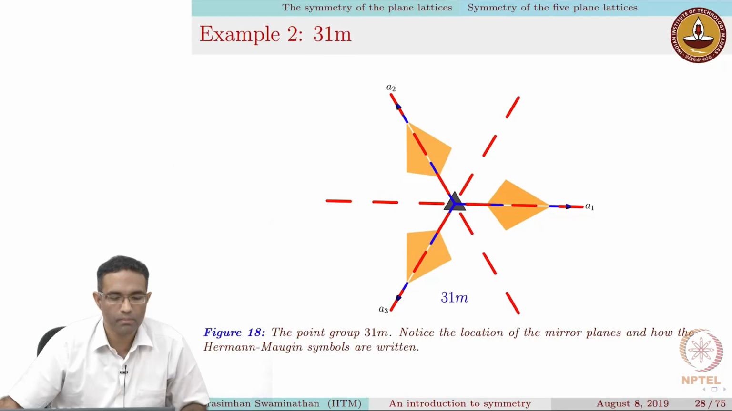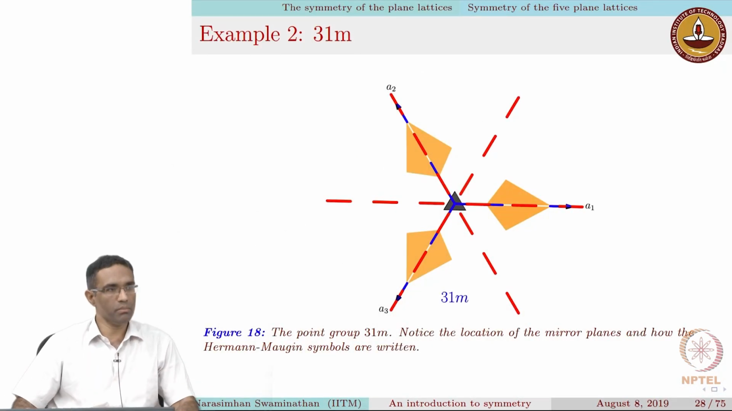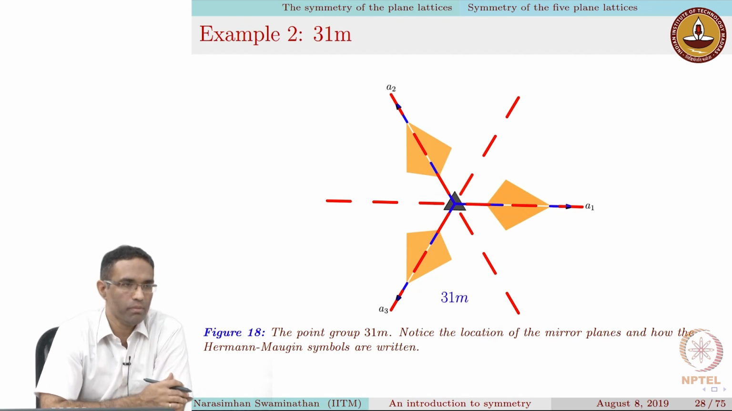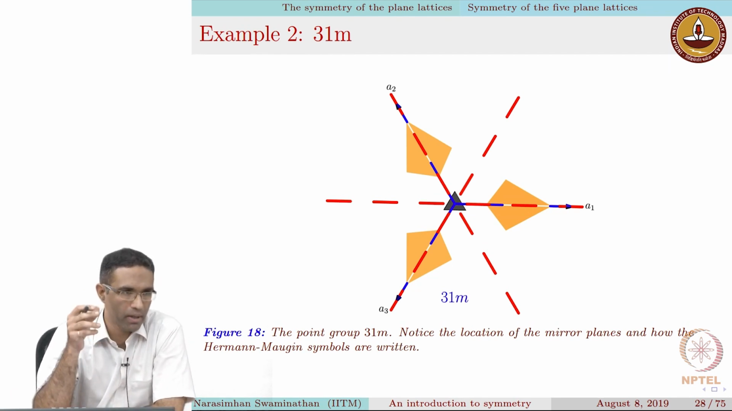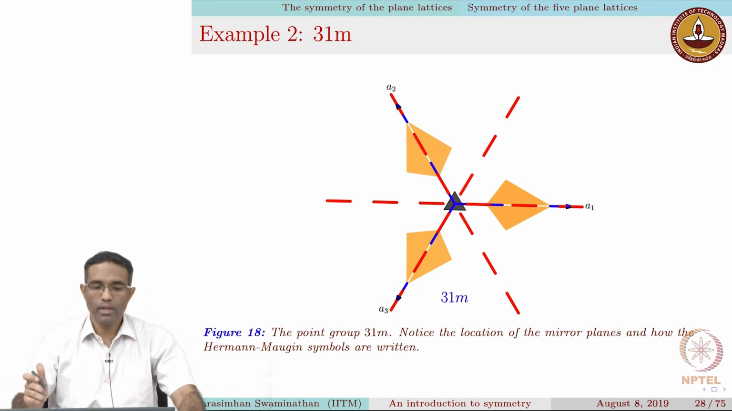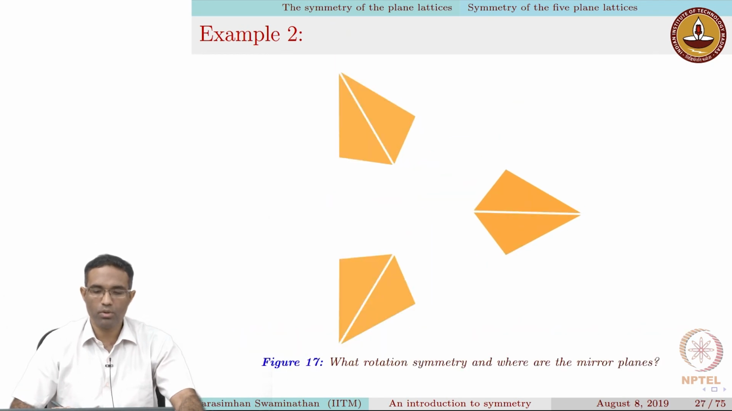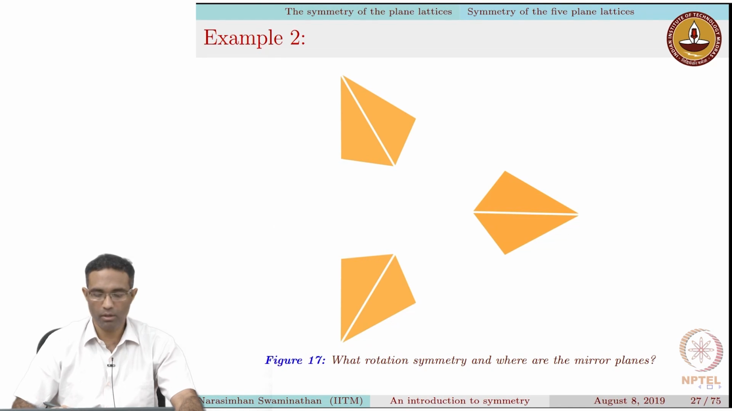So good afternoon. Let's continue from where we basically left off last class. Basically we were trying to write down the Hermann-Mauguin symbols for some pattern. We were talking about the point group of that particular pattern. So we looked at this particular example last. This was the example that was given to you, and we have to write the Hermann-Mauguin symbol.